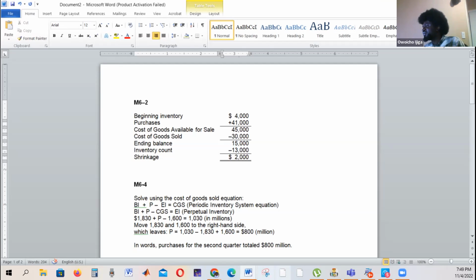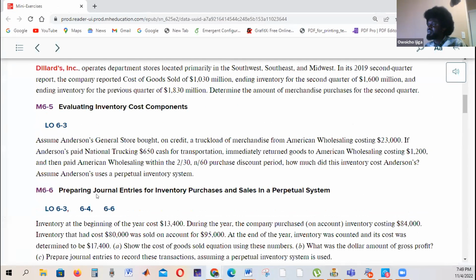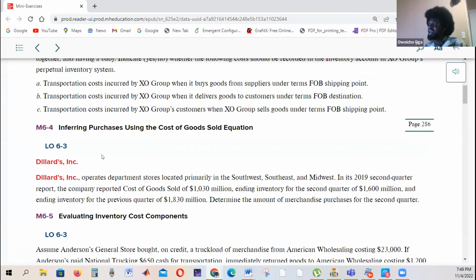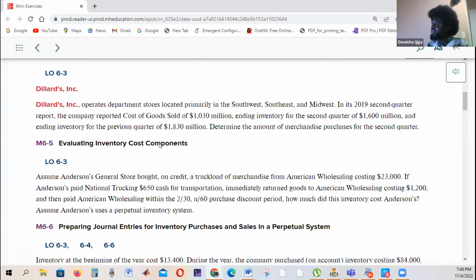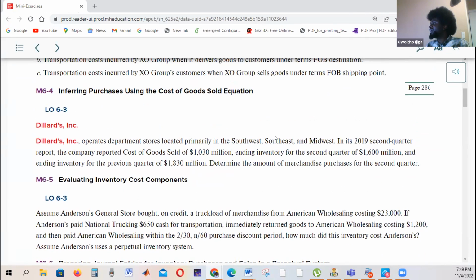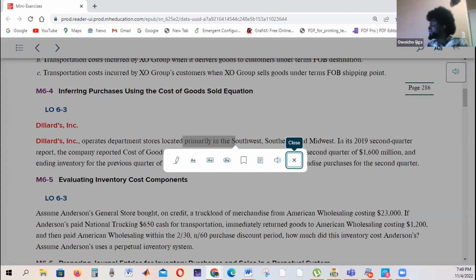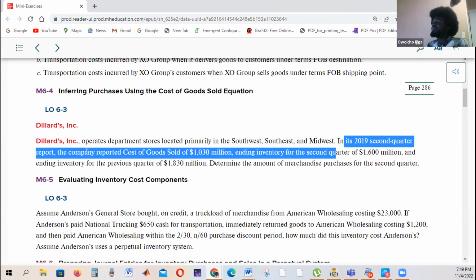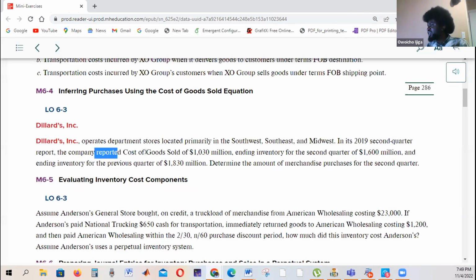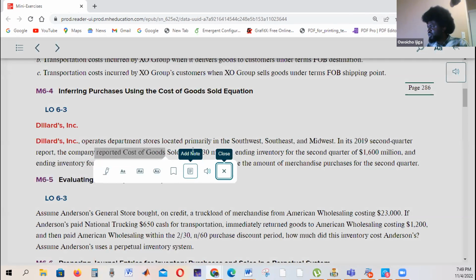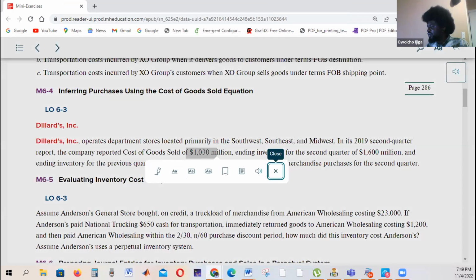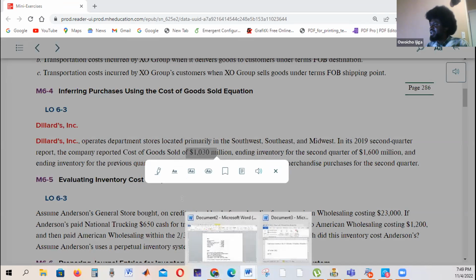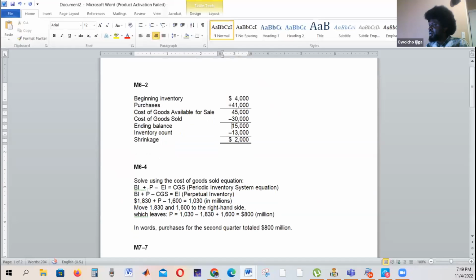And that is for M62. Let's look at M64. M64 is pretty straightforward. ABC Incorporations operates department stores located primarily in blah, blah, blah. In its 2019 second quarter report, the company reported cost of goods sold. This is the cost of goods sold, this amount. Therefore, let's go back to that sheet. You'll see that, remember, this is our equation. The cost of goods sold is this.